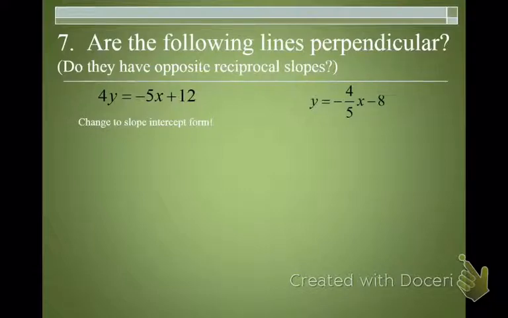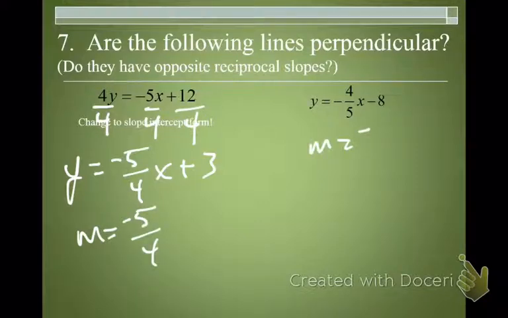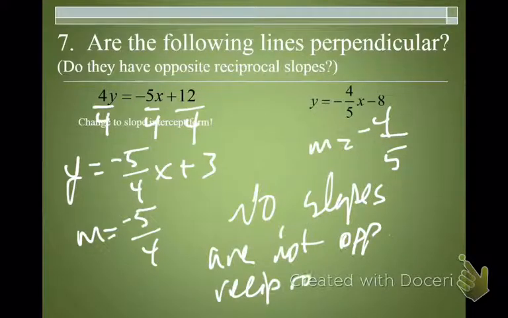Again, we can tell by the slopes, so we need to go find the slopes. Get this first guy in slope-intercept form by dividing through by 4. And so the slope here is negative 5 over 4. The slope here is going to be negative 4 over 5. So no, these guys are not perpendicular. The slopes are not opposite reciprocals. Okay? We flipped them, but we didn't switch the sign.